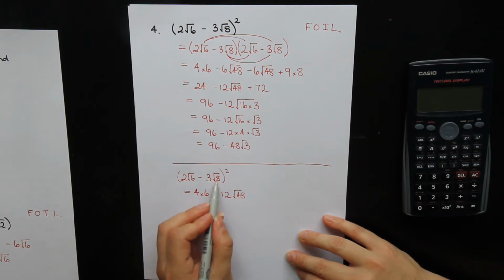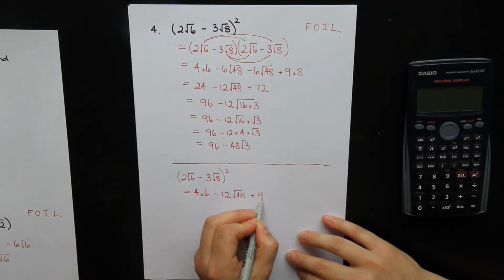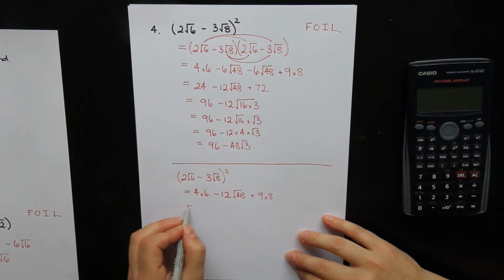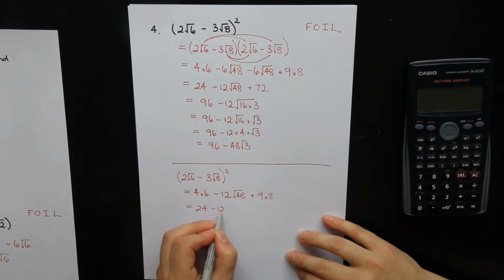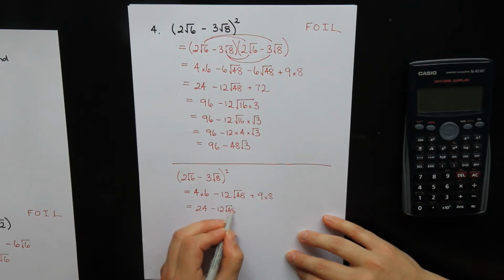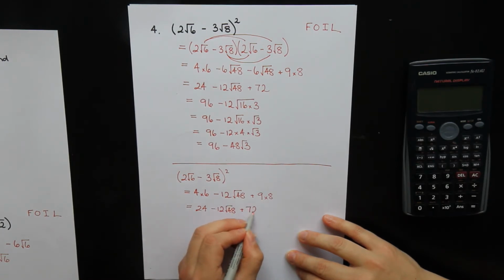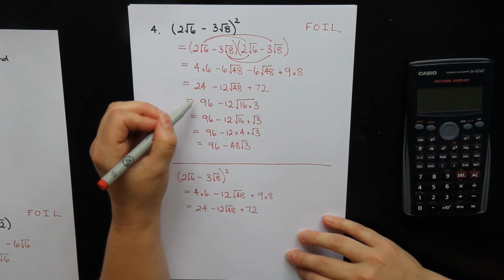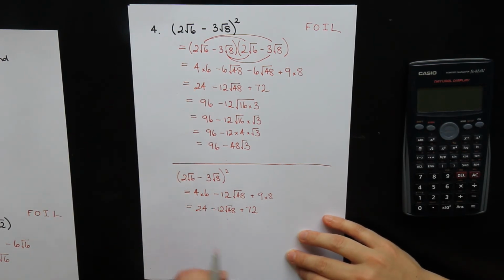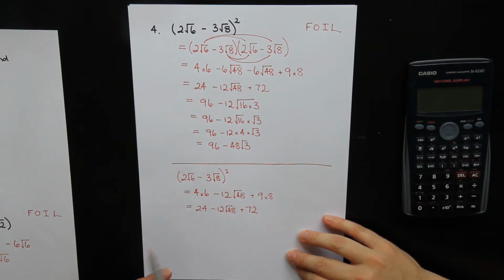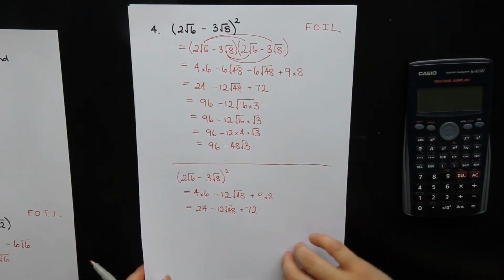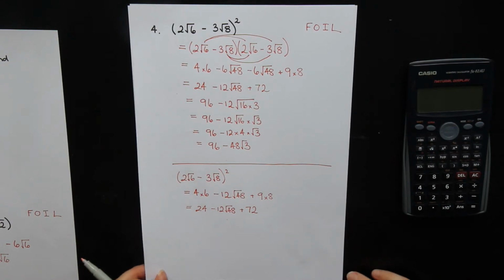And then you do the last term times by itself. Minus 3 times minus 3 is a positive 9, and root 8 times root 8 is 8. And it just helps you to expand that a little bit faster. And that gets us to this line here, where we can again simplify the root 48 in there and get down to the same answer. Alright, so that is how you expand using surds.